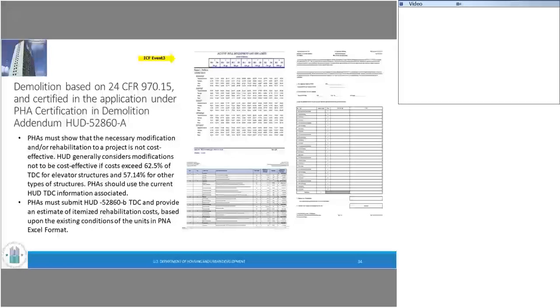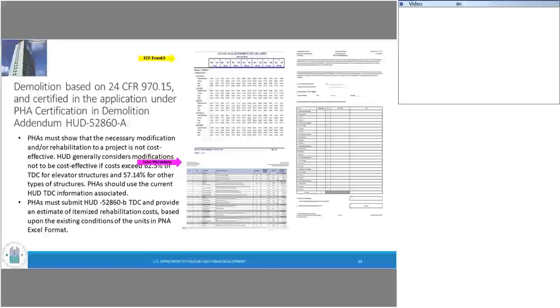And then, of course, we need the 52860B, which is the longer form to your right, and then directly under the TDC limits is an example of the Excel format, PNA Excel format. Now, I want to say one thing about the PNA. The justification for demolition should mirror or speak to your PNA.